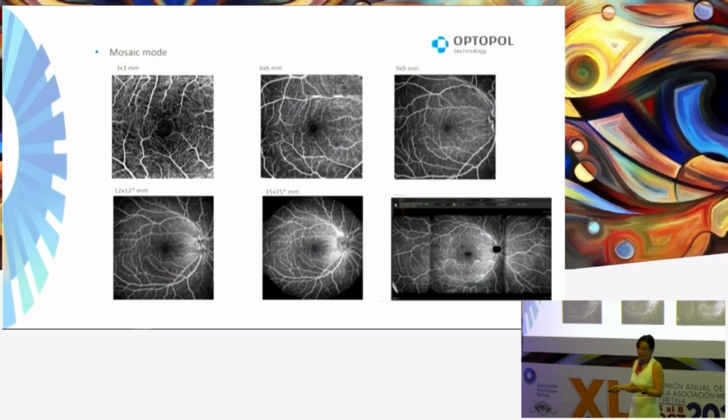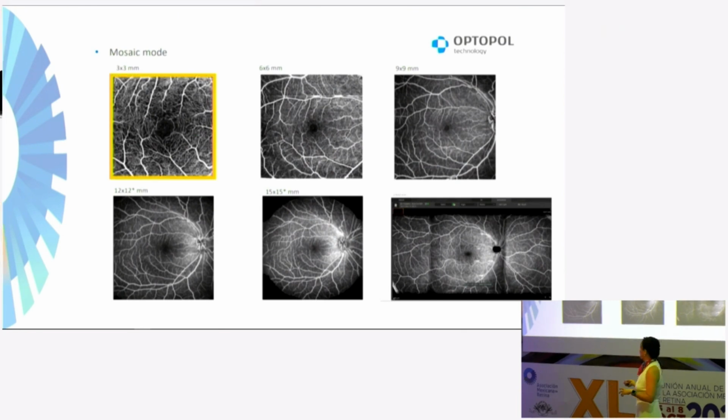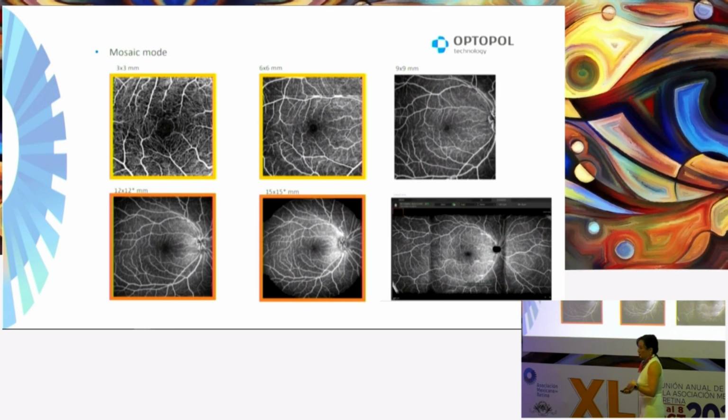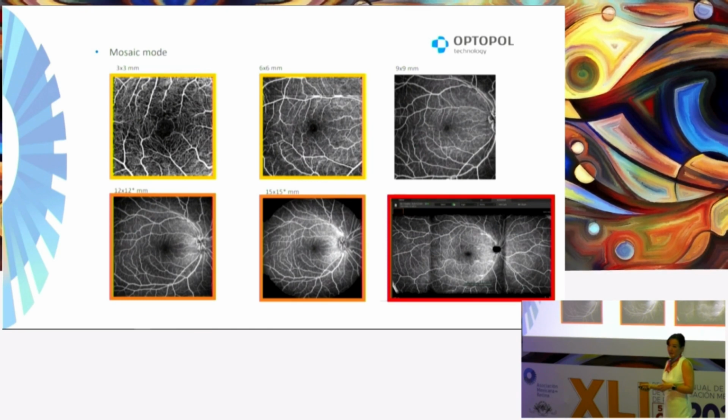In reality, the greatest majority of devices currently show us angio-OCTs that are 3 by 3 or 6 by 6. Optopol, in the new version, allows us to see angio-OCTs of 12 by 12 or 15 by 15, or carry out mosaic reconstructions such as this. This allows us to see the posterior pole.